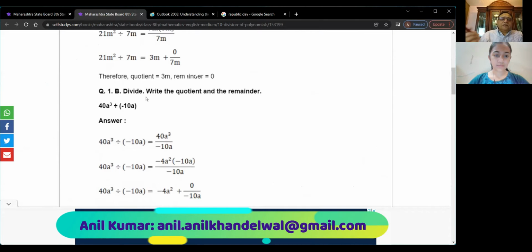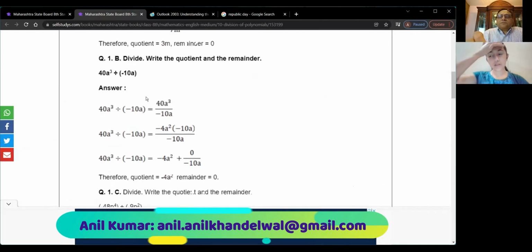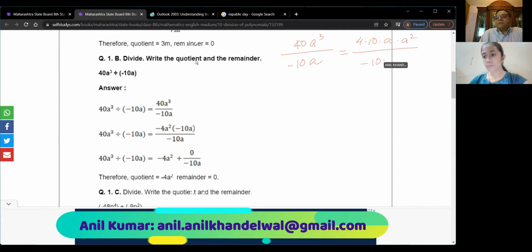Now let's do this question. We'll do it in both ways. One, as per your book, we have 40 a cube and we are dividing by negative 10a. You can write 40 as 4 times 10, a cube as a times a square. The denominator is minus 10 times a. Now you can cancel the common factors, and clearly the common factors we have are 10 and a.